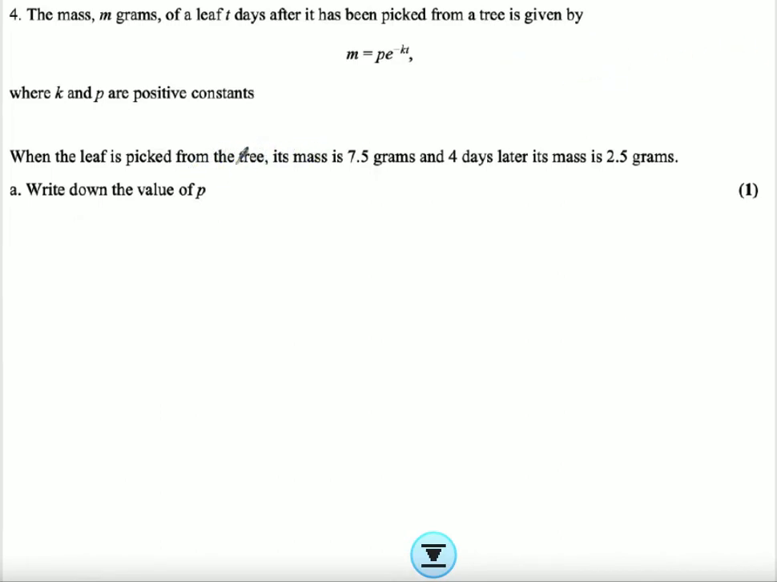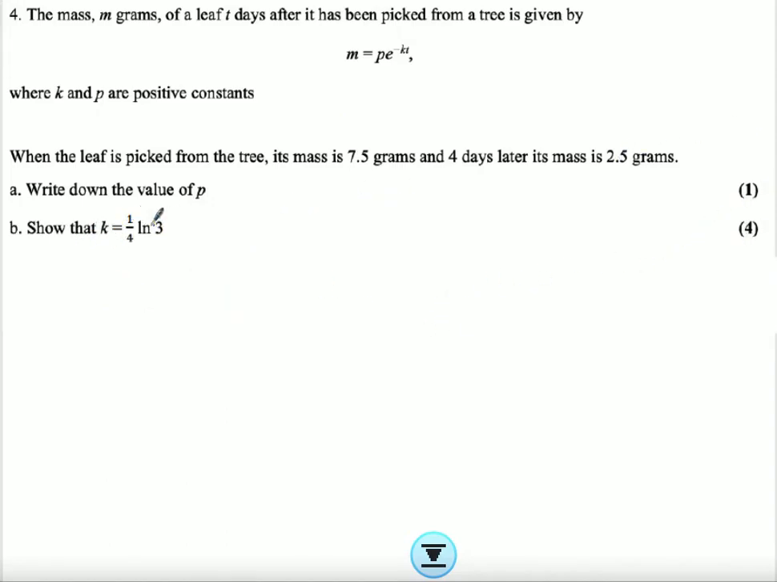Okay, so the leaf is picked from the tree. The mass is 7.5. So that's when t is 0. So m equals pe to the 0. So 7.5 equals p. Done.